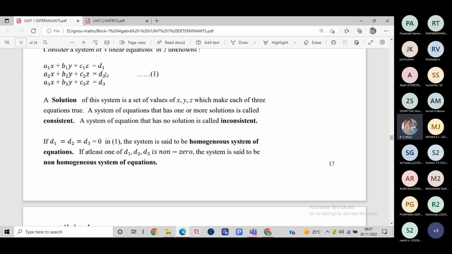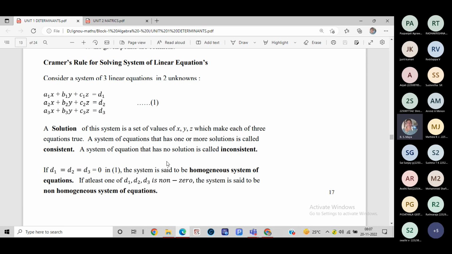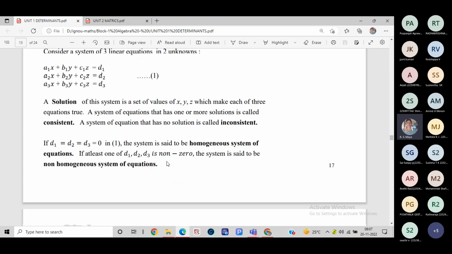That problem comes under a homogeneous system or a non-homogeneous system. Is that clear? So what is a linear equation? When should I apply Cramer's rule? In that, what is a homogeneous system and what is a non-homogeneous system, and the third point is what is consistent and what is inconsistent.